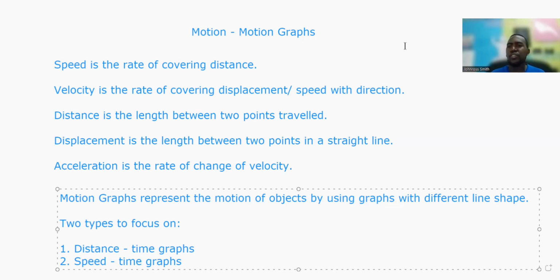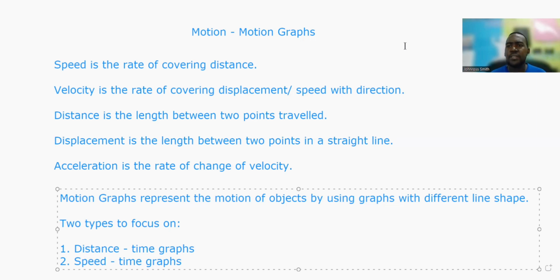And then we distinguish between distance. Now distance is the length between 2 points that we have traveled. So if we look at point A to point B, the path we take to reach there, that total length is called your distance.